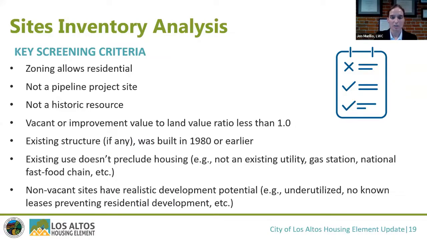If there's an existing structure, that it is older, 40 years or older, built in 1980 or earlier, and that the existing use isn't something that may preclude housing or be a tough sell to HCD. These are things like utility operations, gas stations, national fast food chains, things like that. And again, non-vacant sites have to have residential development potential. So this also includes looking at and removing sites that have long-term leases and no property owner interest in developing housing. Next slide.